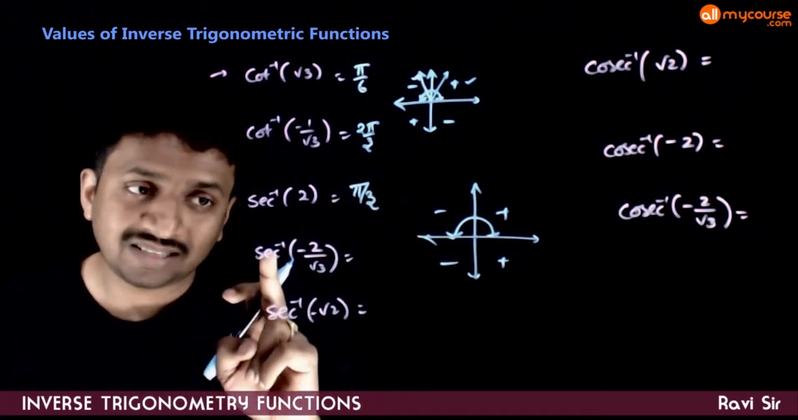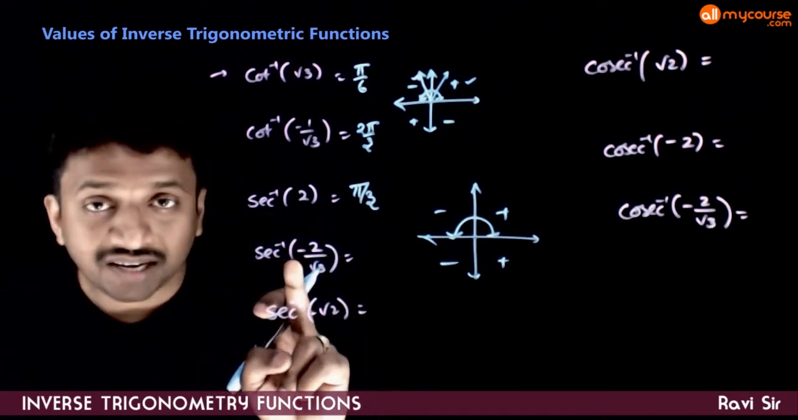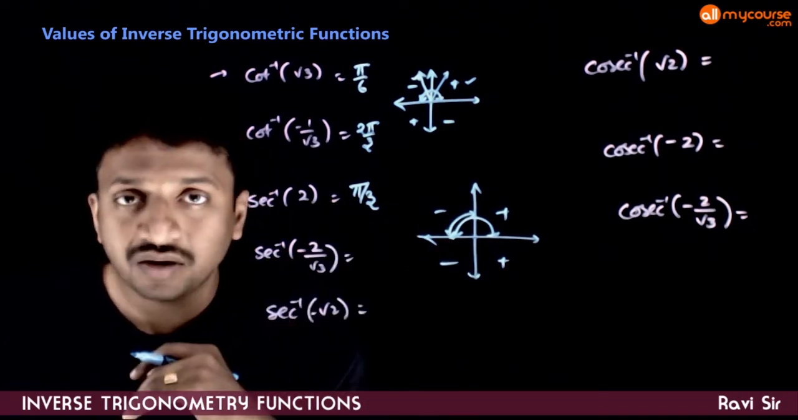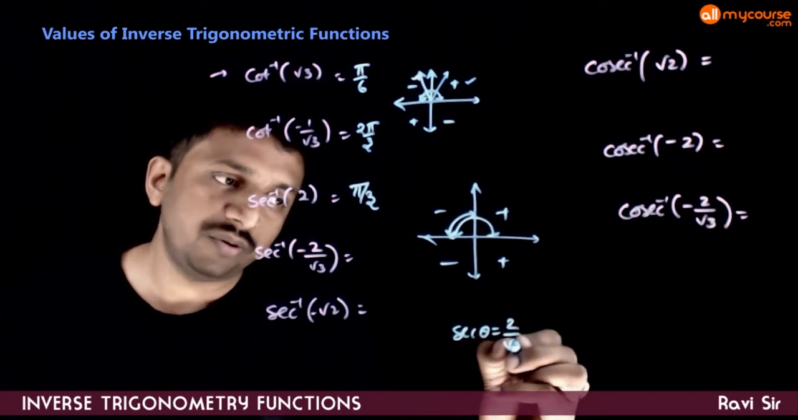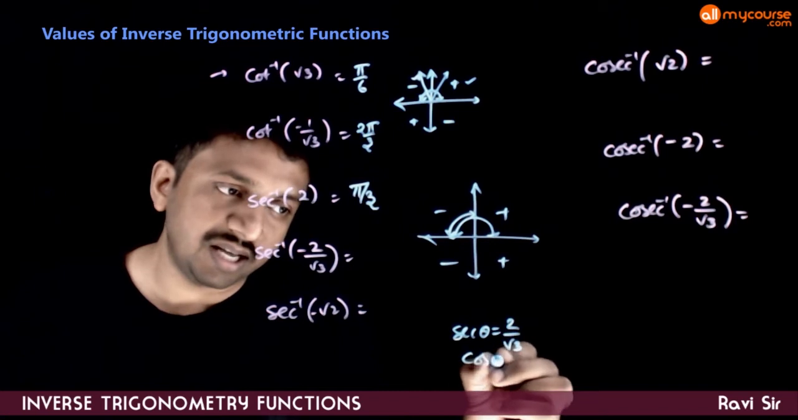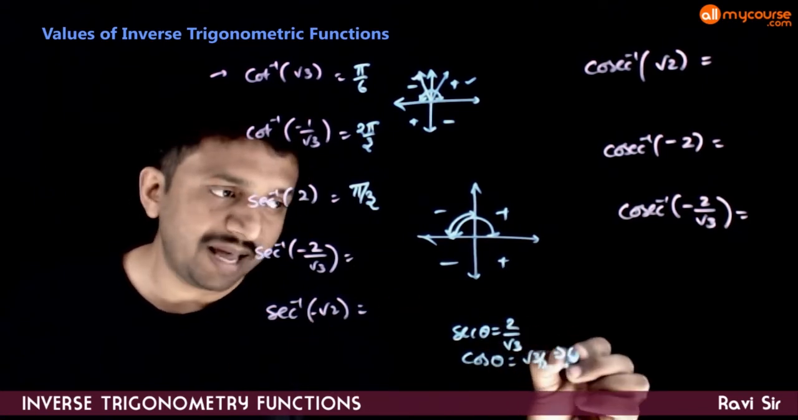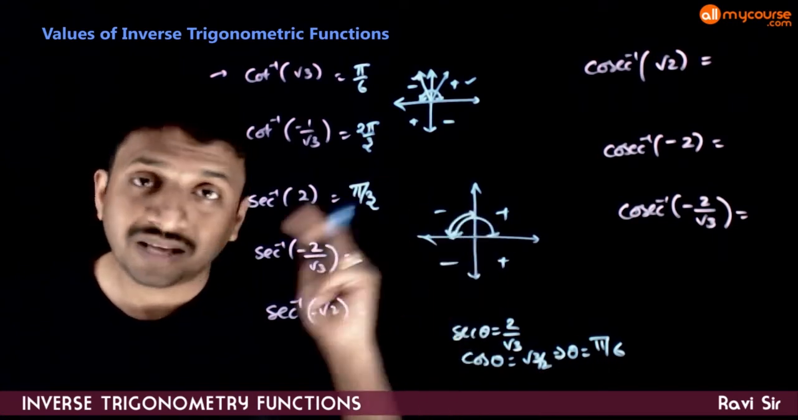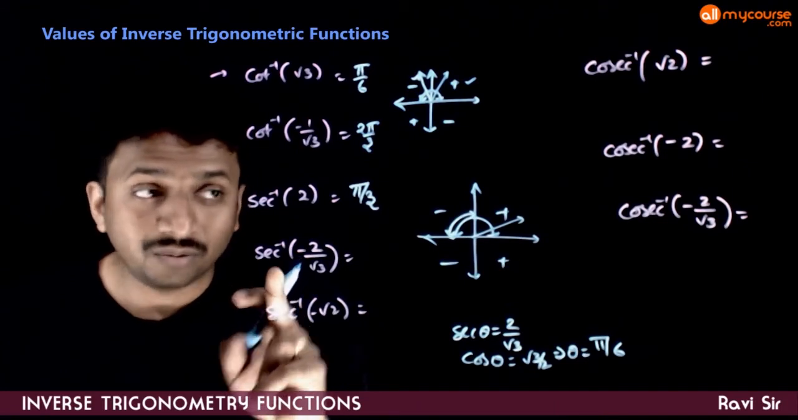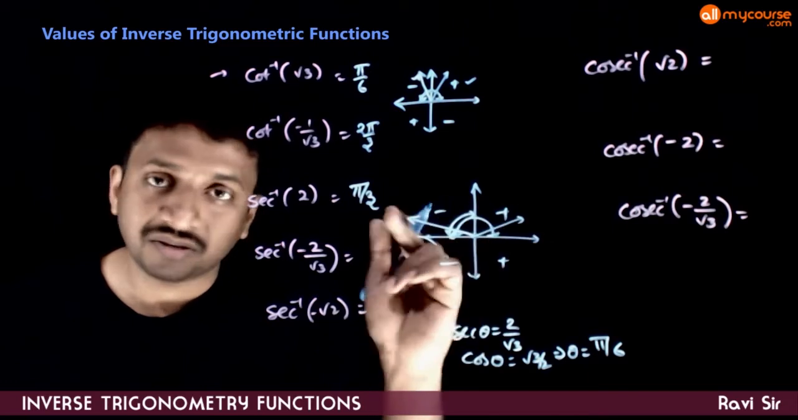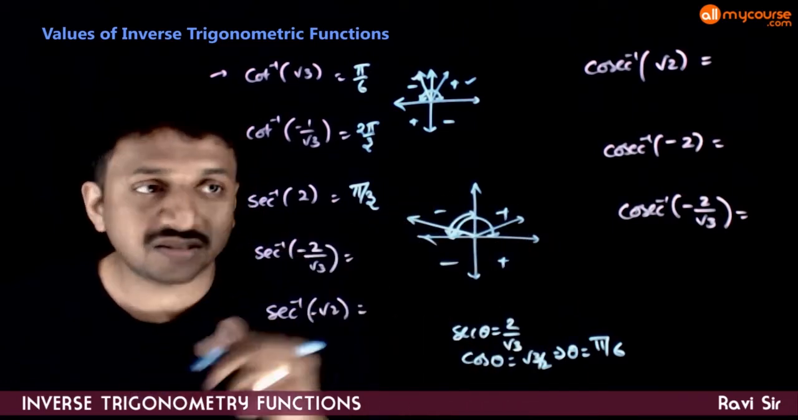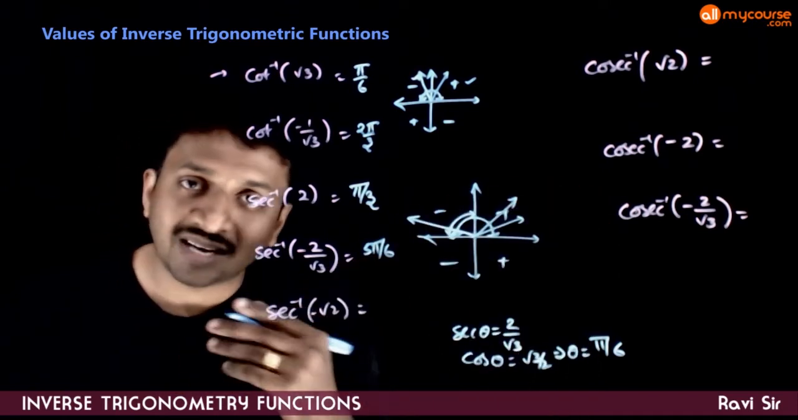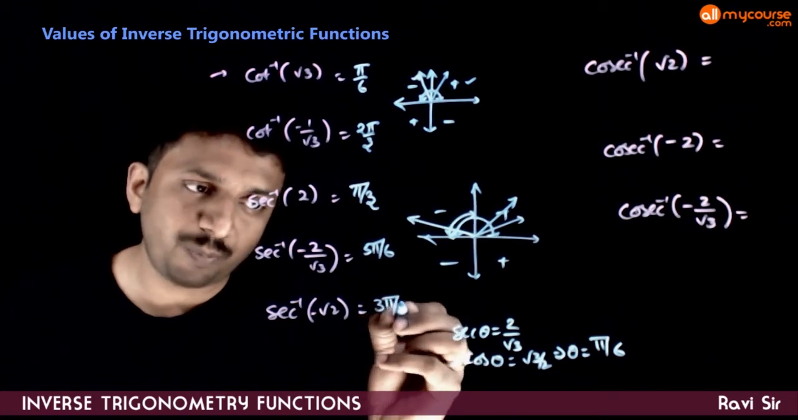For what value of theta is secant minus 2 by root 3? It is a negative number, so you want to go to the second quadrant. First find the allied position in the first quadrant. For what value of theta is secant theta 2 by root 3? If secant theta is 2 by root 3, cos theta has to be root 3 by 2, which implies theta is equal to pi by 6. So corresponding to pi by 6, secant theta is plus 2 by root 3. For secant theta to be minus 2 by root 3, we take the allied position: pi minus pi by 6, which is 5 pi by 6. Secant inverse of minus root 2: corresponding to root 2, the angle is pi by 4. Corresponding to minus root 2, the angle is pi minus pi by 4, which is 3 pi by 4.